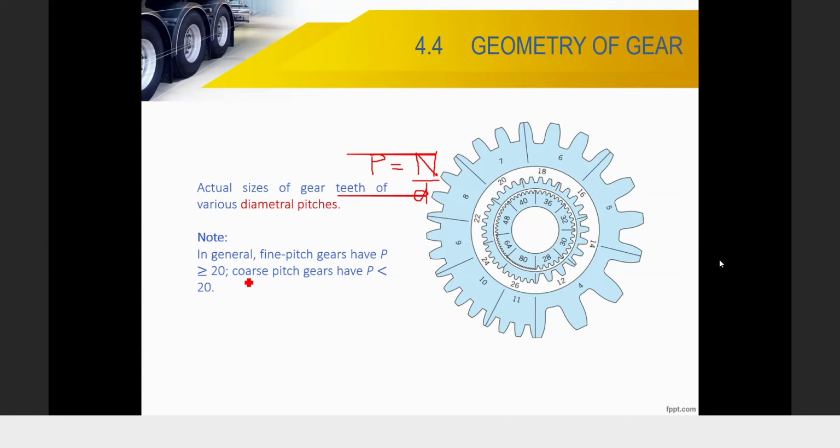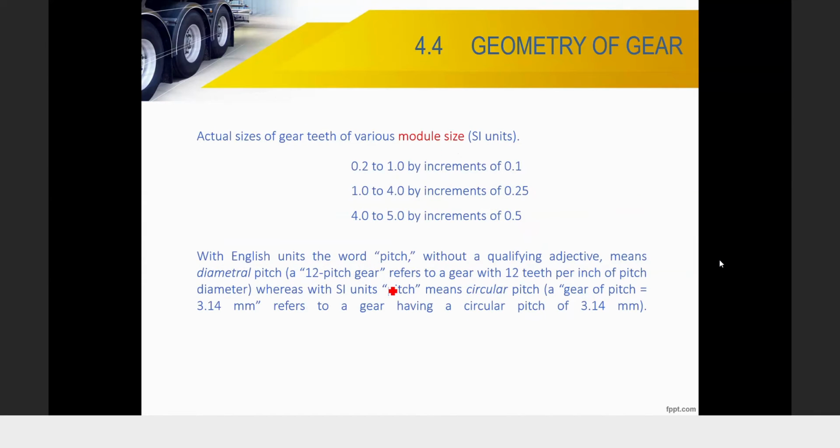Fine pitch gear has a diameter pitch over 20. If the diameter pitch is bigger, it is a fine gear. A coarse gear has a diameter pitch less than 20. Coarse gear means the standard gear we use. A fine gear is a gear that is finer. Right. Okay, now module.